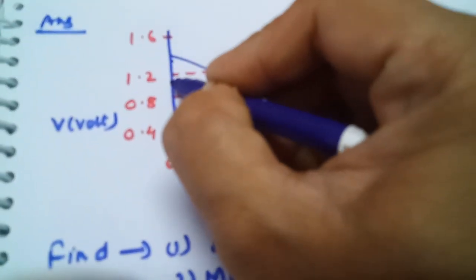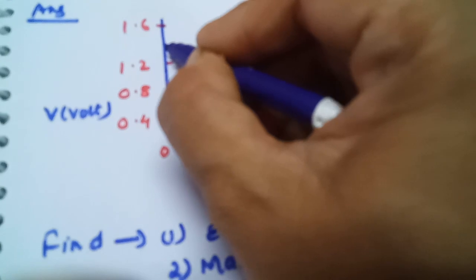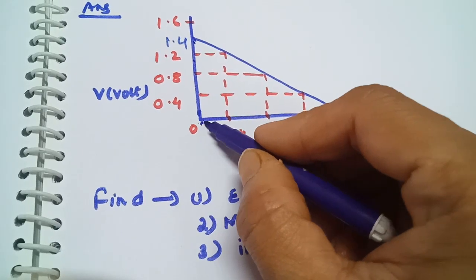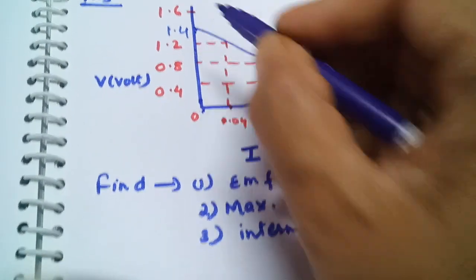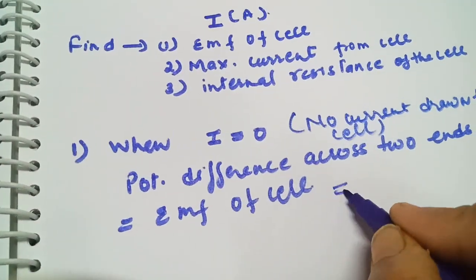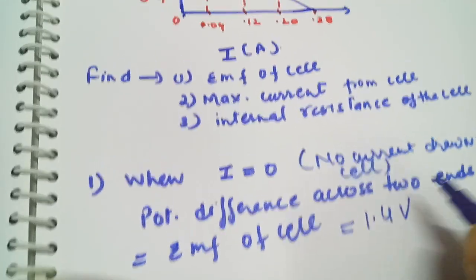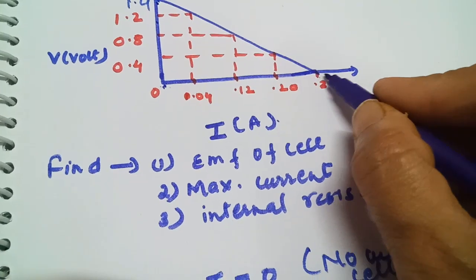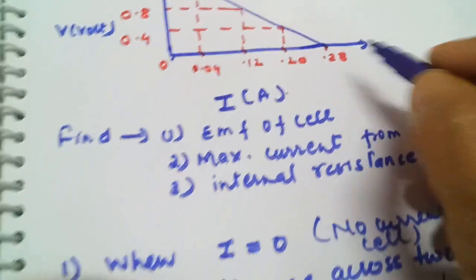This is 1.2 and this is 1.6. So in between this is 1.4. So what will be the maximum value of the potential difference when I is equal to 0? 1.4. So what is the EMF of the cell? 1.4 volt. Now look at here. What is the maximum current? The maximum current drawn from the cell is 0.28 ampere.